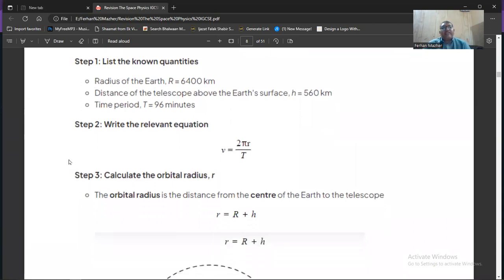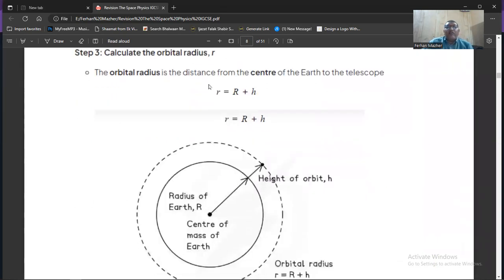Step one is to list the known quantities. The radius of the Earth, capital R, is 6,400 kilometers, and the distance of the telescope above the Earth's surface is h, which is 560 kilometers. The time period is 96 minutes. Step two, write the relevant equation, which is v equals 2 pi r divided by t. So, calculating the orbital radius r: the orbital radius is the distance from the center of the Earth to the telescope.